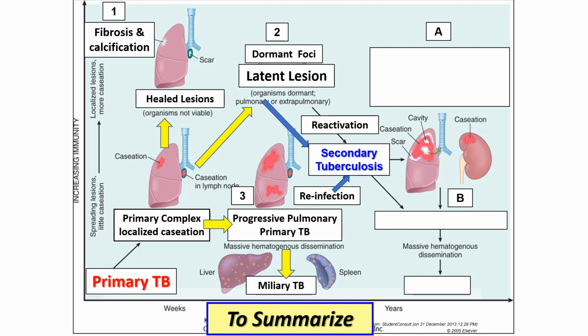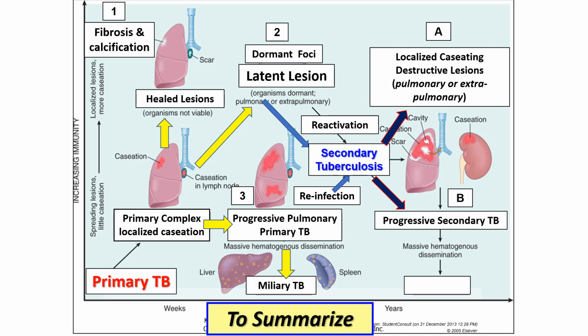In secondary TB, the immune system has memory to attack the organism. So the immune system will destroy the organism rapidly, forming much more cavitation. That cavity may progress and spread into the rest of the lung tissue, with marked destruction and caseation. It may affect pulmonary and extrapulmonary areas, or it may progress to progressive secondary pulmonary tuberculosis and miliary TB either in the lung or in different organs. Okay, thank you.